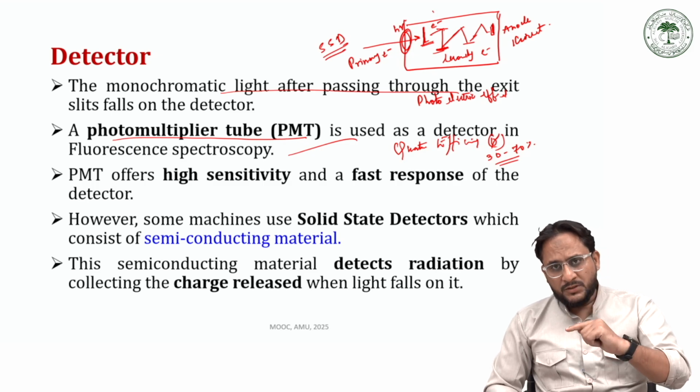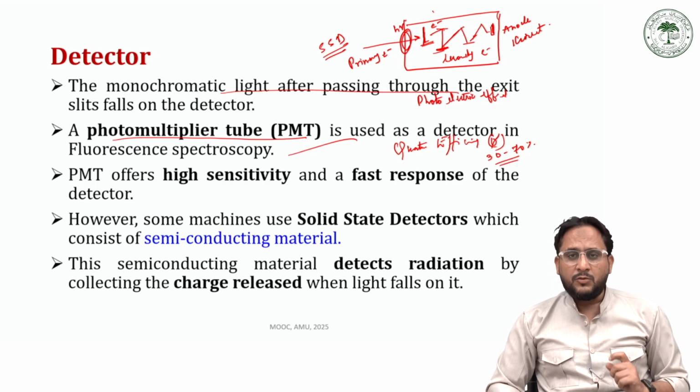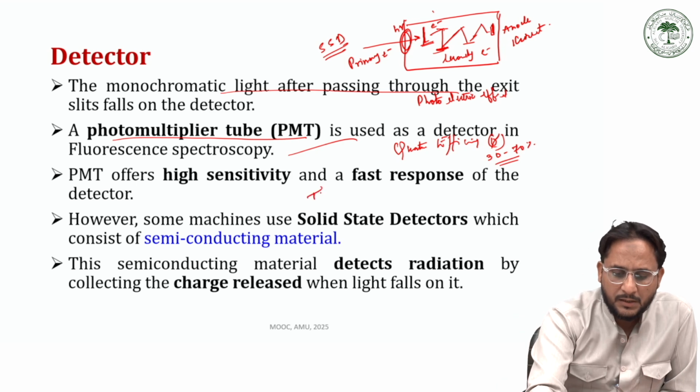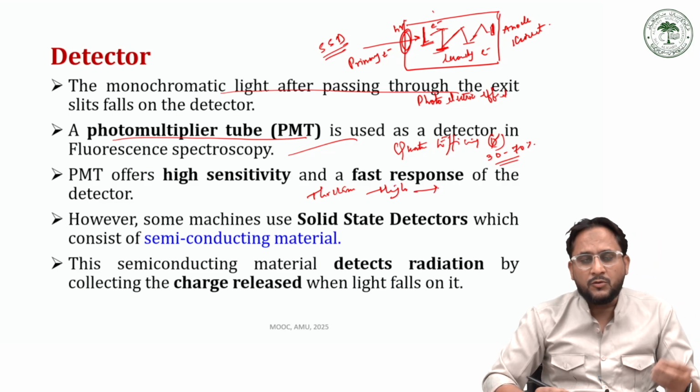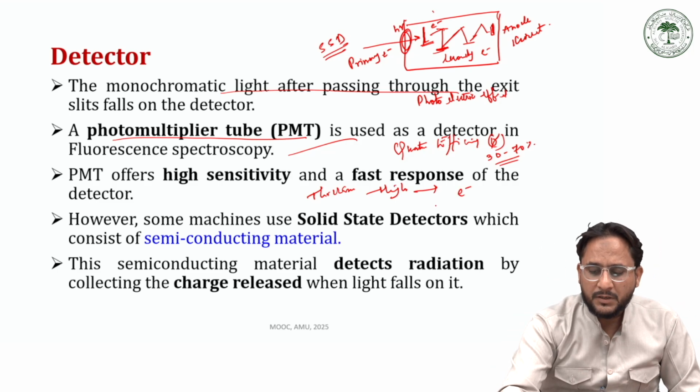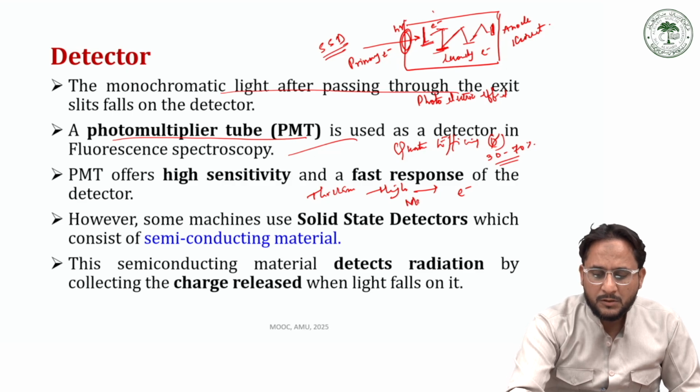Now this quantum efficiency depends upon the thickness of the photocathode. If the thickness of the photocathode is very high, then more photons will be absorbed while very few electrons are emitted.